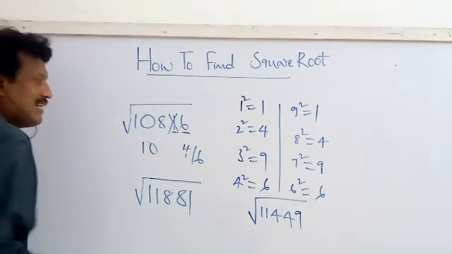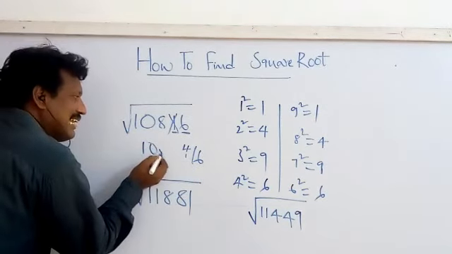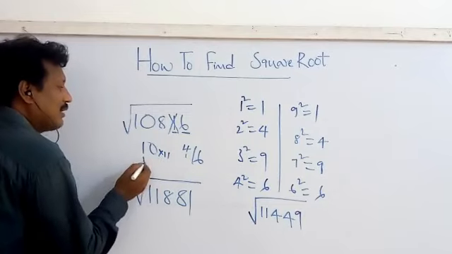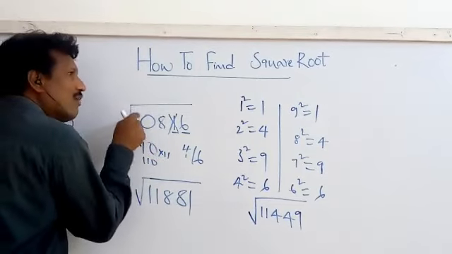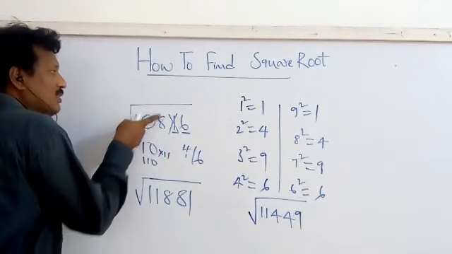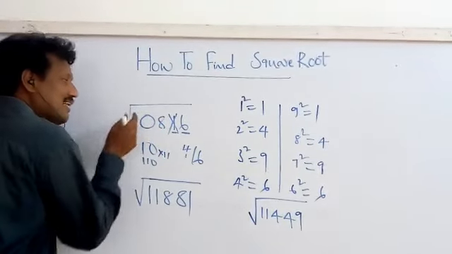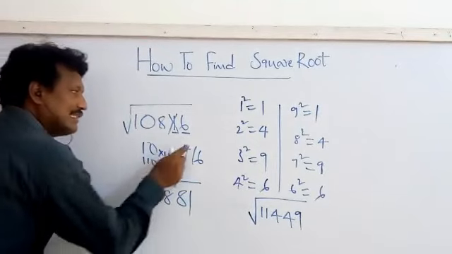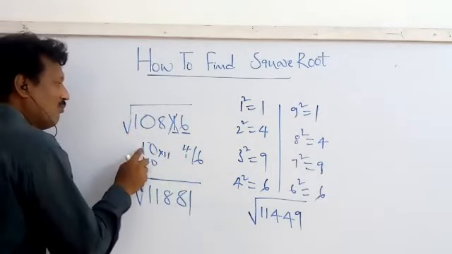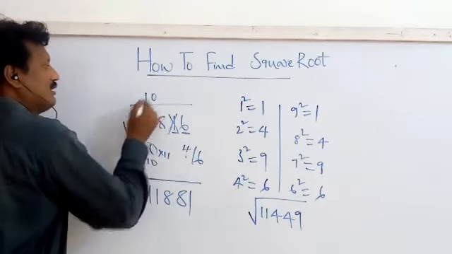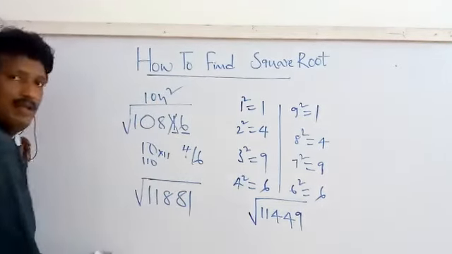Let us check. The following number of 10 is 11, so 10 11s are 110. Now we compare this 108 with this number. This 108 is less than 110, so we have to take the lesser value, that means 4. So 104 is the answer. This value is 104 square.